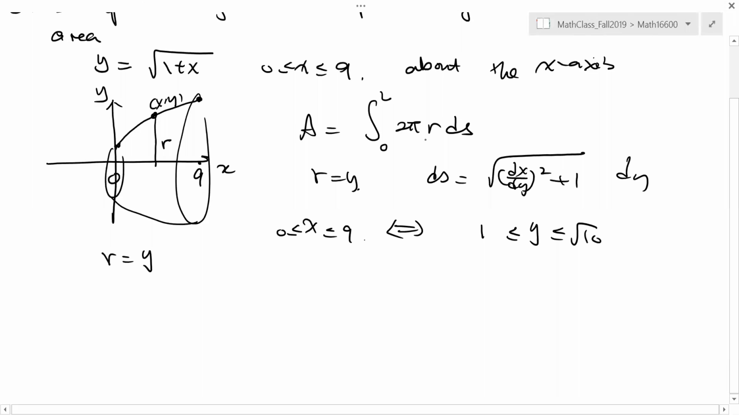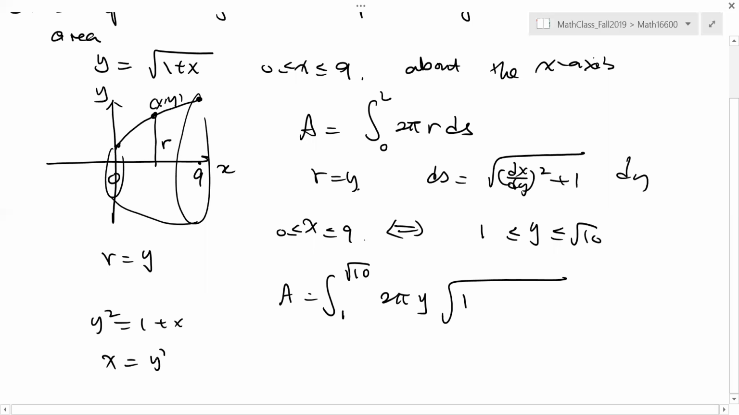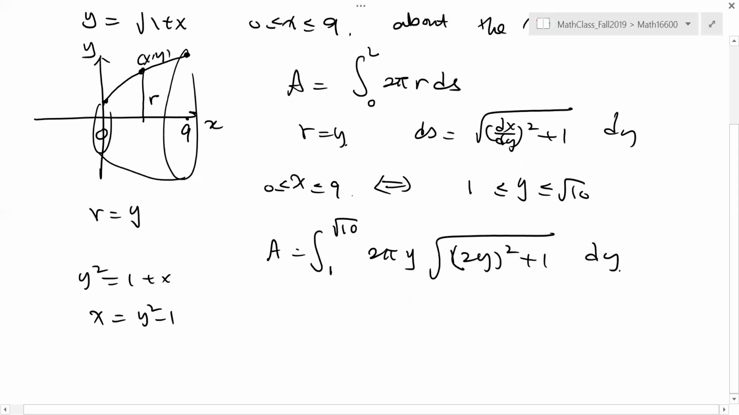Then you can change the variable s to the variable y. It's a substitution. So it's the integral from 1 to square root of 10 of 2 pi, r is y, so you don't need to make any change. You don't need to put f of x. And the derivative of x with respect to y: how can I find x? Because y squared equals 1 plus x, x is going to be y squared minus 1. So the derivative of x with respect to y is 2y. Then you can evaluate this integral without any problem.